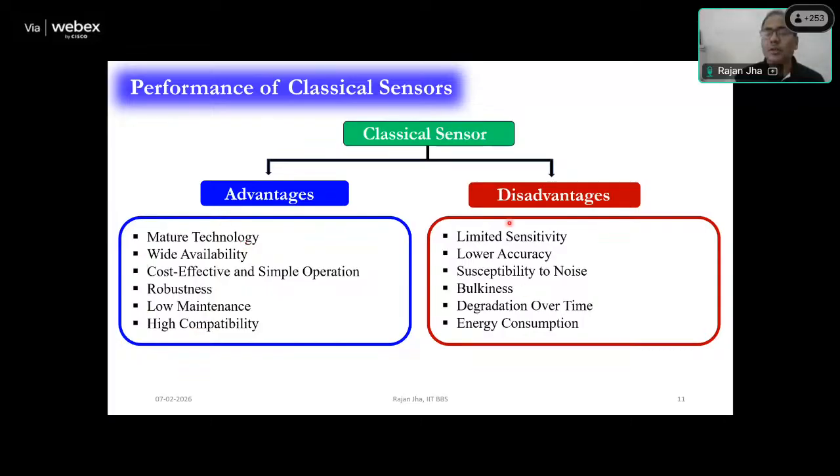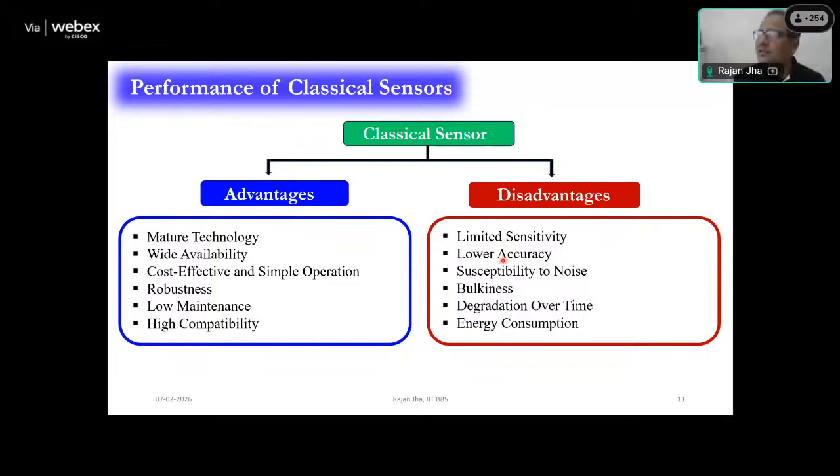The bad part is all these in red, in this red box. They have limited sensitivity. That means if you want to make a very sensitive device, people are talking about quantum MRI nowadays. If it goes that way, it will be further able to tell you very precise information about an individual's health, which the conventional MRI cannot give you right now.